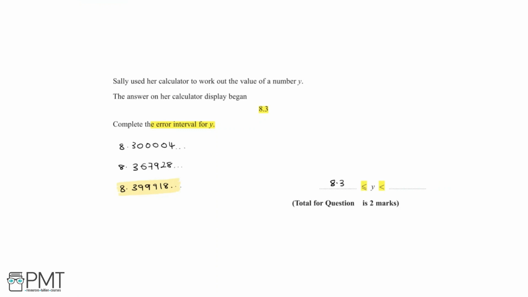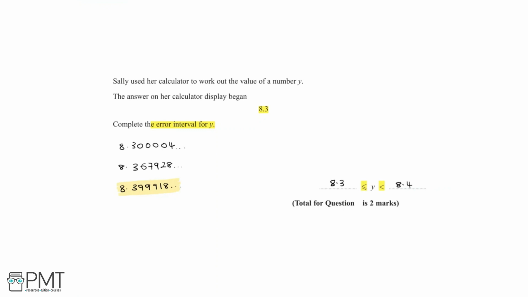Now we said that 8.39 recurring still begins with 8.3, but 8.4 doesn't begin with 8.3 anymore. And so we can put 8.4 on the right hand side, because we have a less than symbol. We said that y is less than 8.4, but doesn't include 8.4. Which means we've said that y can be 8.39 recurring, since this is still less than 8.4. But y cannot be equal to 8.4, which is exactly what we want, because 8.4 does not begin with 8.3.